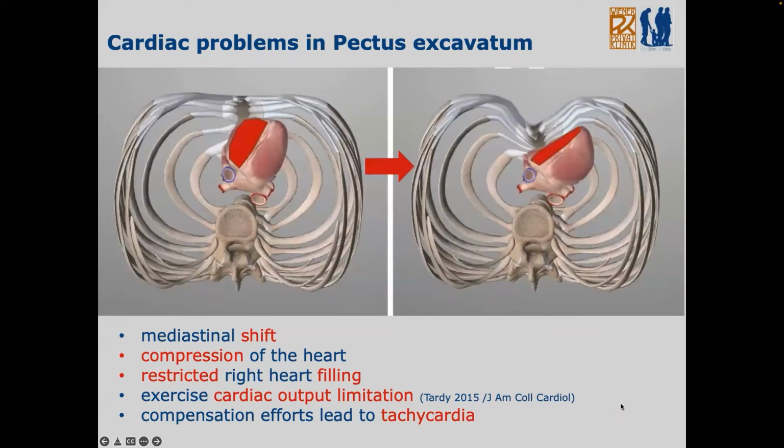Now we turn first to the cardiac problems. You have the mediastinal shift, you have a compression of the heart, you have a restricted right heart filling, we see an exercise cardiac output limitation, and the compensation efforts lead to tachycardia, a high heart frequency.